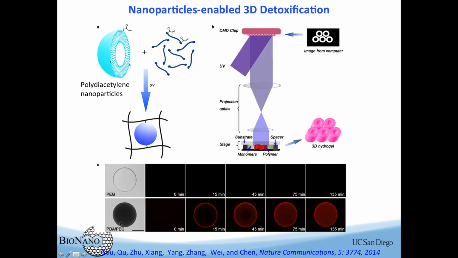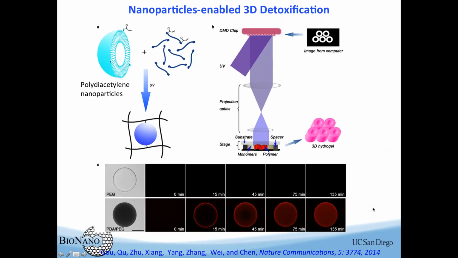But if I put nanoparticles in the gel, then these nanoparticles can trap these toxic molecules into the gel. It's like a sponge. And when they trap it, there's a bonding between the toxic molecule and the nanoparticles. That bonding actually gives you a fluorescent signal. In this case, it's red. So you can see gradually these toxic molecules are diffused and then eventually trapped by this hydrogel device.